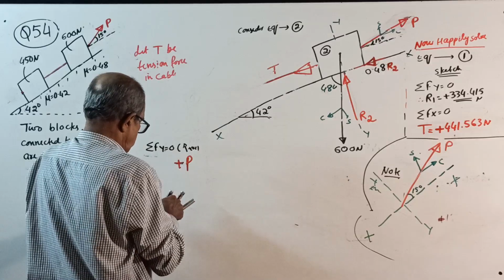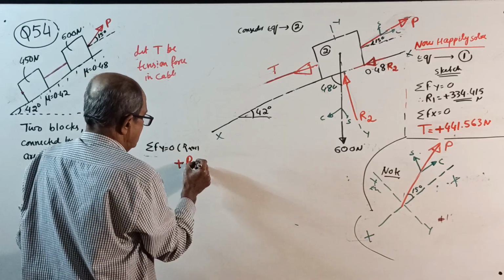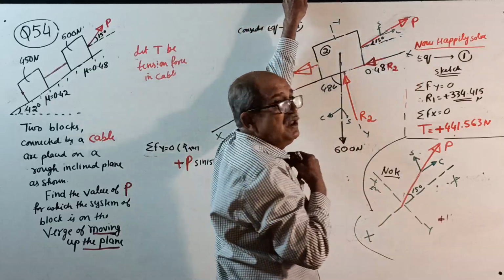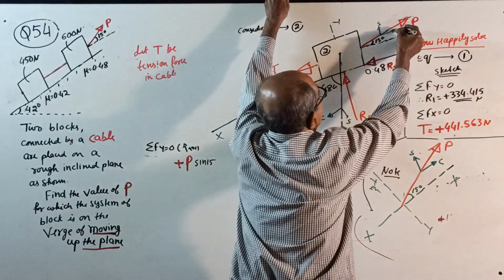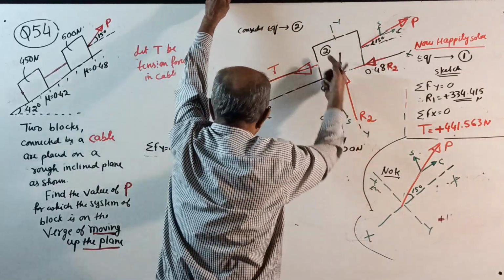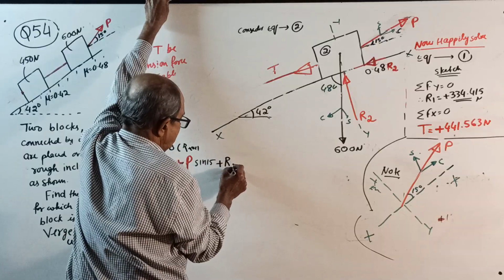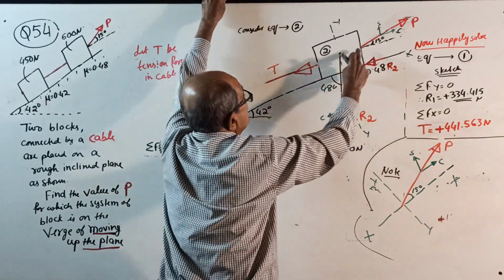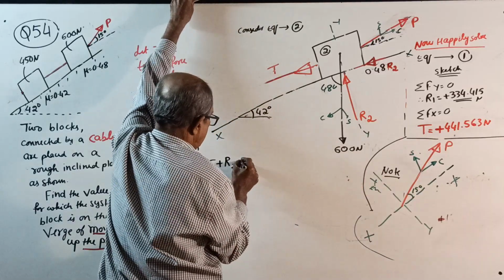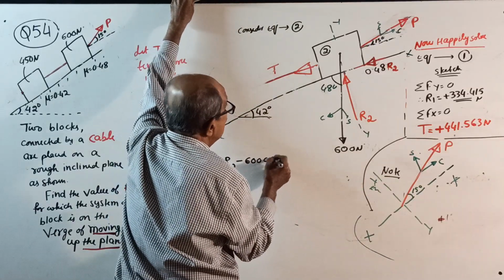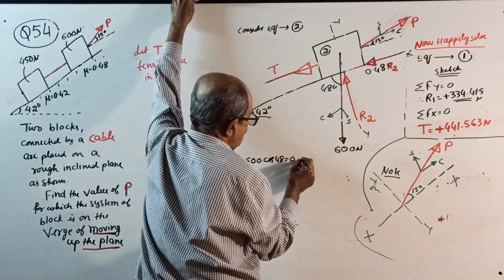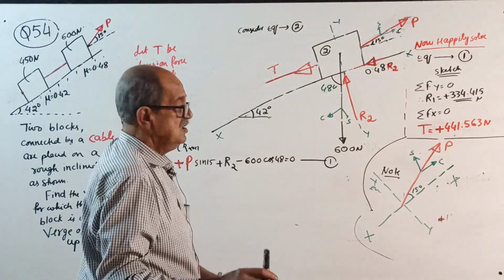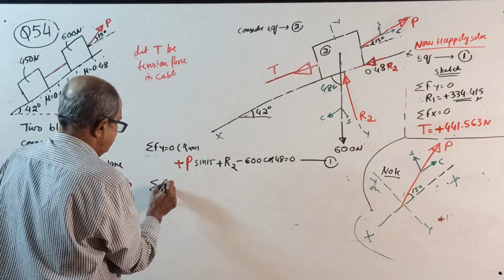Plus P into sine 15. See, usually if the P is this way, it will not come for sigma Y, but it will come now. Plus P sine 15, then plus R2, then this will not come, minus 600 into cos of 48 equal to 0. This is equation number 1. Below, you simplify it in terms of P and R2. You do it.